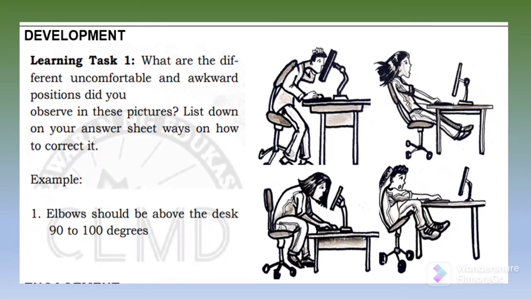For your learning task 1, what are the different uncomfortable and awkward positions did you observe in these pictures? List down on your answer sheet ways on how to correct it. For example, elbows should be above the desk at 90 to 110 degrees. I will give you 3 minutes to finish your learning task 1. Your timer starts now.